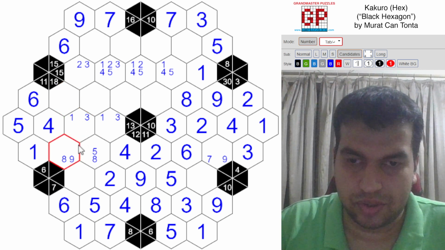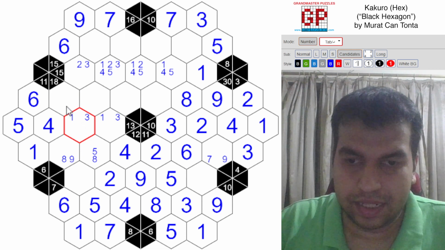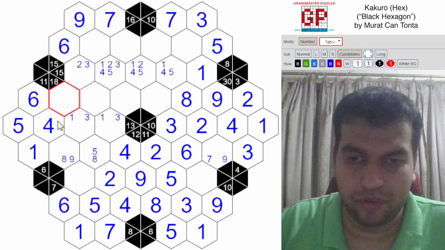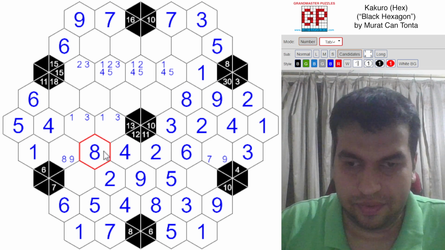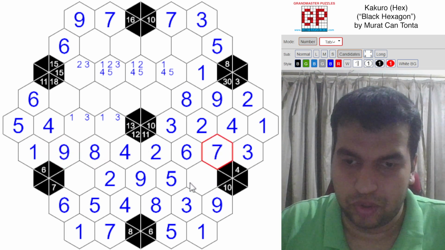Now, if this is a 5, then you will need 7 for these two cells. It will either be 1 and 6, which breaks, or 3 and 4, which also breaks. So this can't be a 5, it's an 8. That resolves this full row.